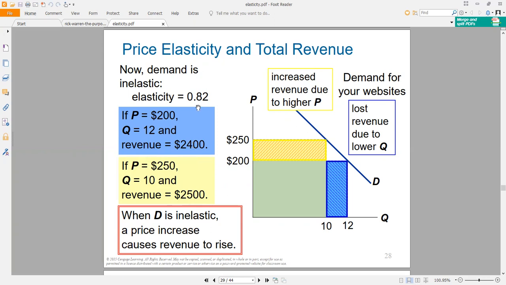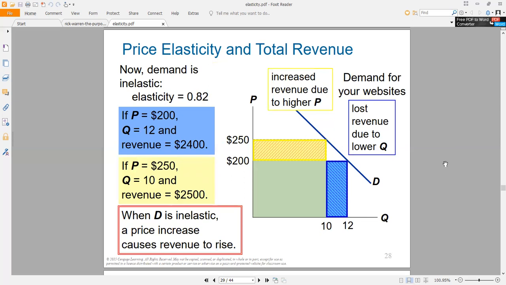So what this means is that because demand is inelastic here, if you calculate the price elasticity of demand, you get 0.82. So you getting 0.82 means that the demand for this good is inelastic, and that's the reason why an increase in price from 200 to 250 is causing an increase in total revenue from 2,400 to 2,500. Okay, so when demand is inelastic, a price increase will cause revenue to rise.